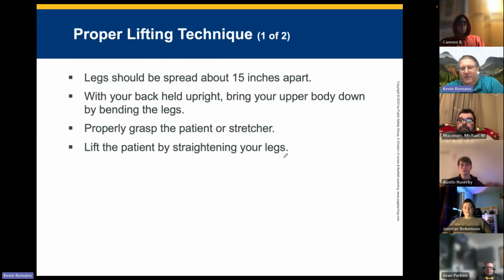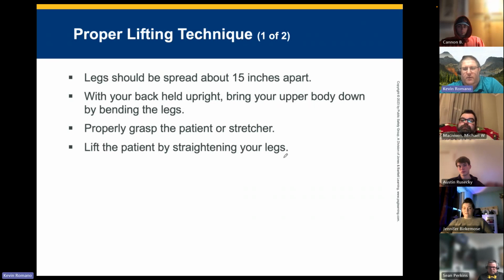So, proper lifting techniques. Legs should be spread about 15 inches apart. These might be some test questions here, right? I do have to quiz you a little bit, but like I said, I don't hit heavily on this stuff here. Place your feet so that your center of gravity is properly displaced between them. With your back held upright, bring your body down by bending at the legs.